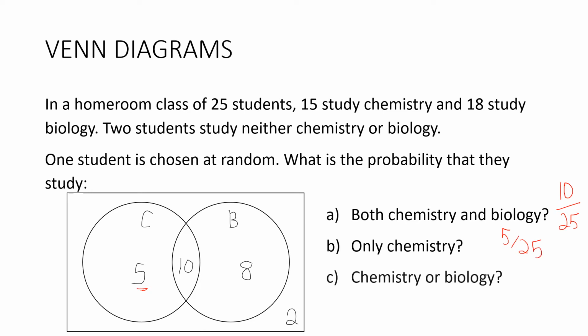And lastly, what is the probability they study chemistry or biology? And when we use the word or, we mean chemistry or biology or both. So we want 5 plus 10, which is 15, plus 8, which is 23. And we need to write it as a fraction, so 23 out of 25.